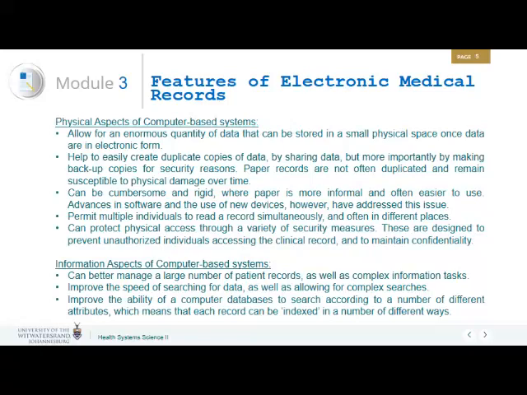the system to create duplicates or copies of that data, either by sharing data, but really importantly, by making backups for security reasons. So paper-based records are often difficult to duplicate because you wouldn't really want to write something out more than once. And they are also more susceptible to physical damage over time.